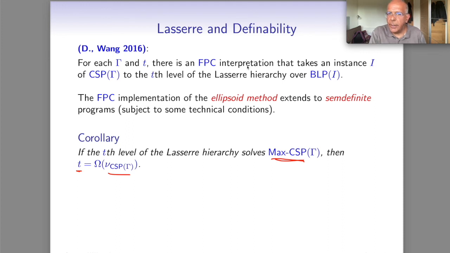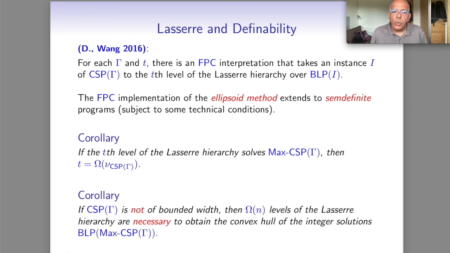This interpretation is linear, so the number of variables needed in our FPC formula is linear in t. So if the counting width of CSP(gamma) is, for instance, linear, then it follows that t must also be bounded below by a linear function. So if CSP(gamma) is not of bounded width, then you need a linear number of levels of the Lasserre hierarchy to obtain the convex hull of the integer solutions. Again, either a constant number will do, or you need a linear number of levels of the Lasserre hierarchy. You get this sort of strong dichotomy.